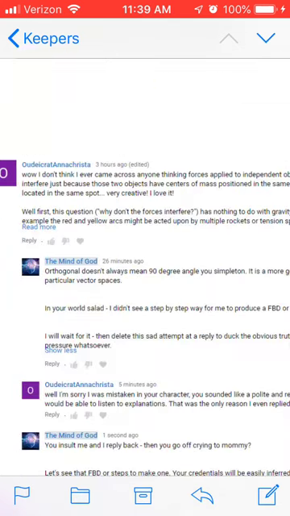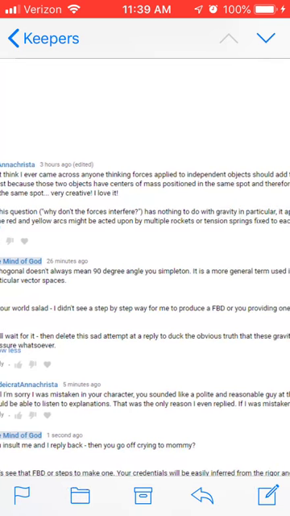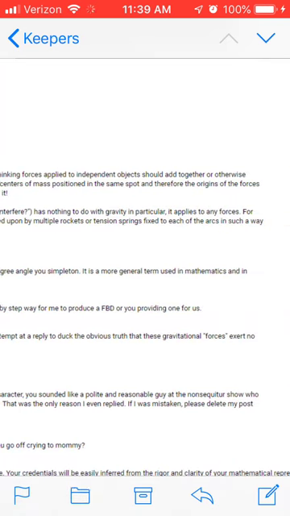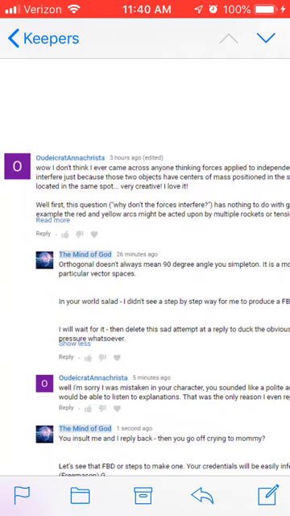But I just want to quickly get into these comments. So the guy's like, wow, I don't think I ever came across anyone thinking forces applied to independent objects should add together. I do think that they should, because this would be a field. This would not be a field then. This would be a point-wise field with an infinite number of vectors. And then the question I would have is, what governs that behavior? How does one assign those points a vector, where is the intelligence behind that? What is allowing that to happen?